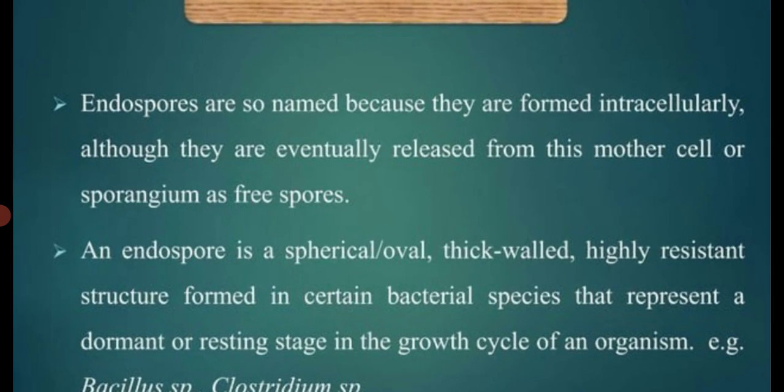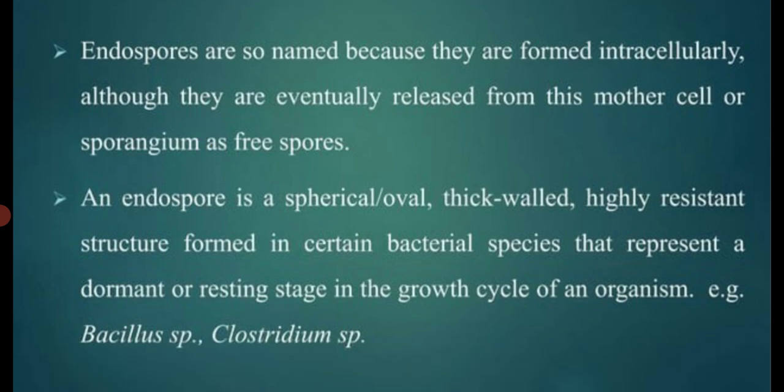Endospores are so named because they are formed intracellularly, although they are eventually released from the mother cell or sporangium as pre-spores. An endospore is a spherical or oval, thick-walled, highly resistant structure formed in certain bacterial species that represents a dormant or resting stage in the growth cycle of the organism. Organisms which form an endospore are called spore-forming organisms, for example Bacillus species and Clostridium species.